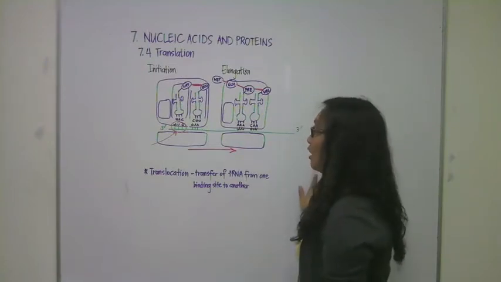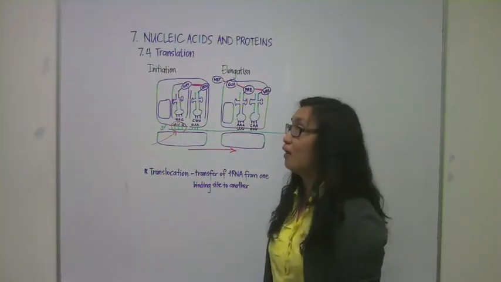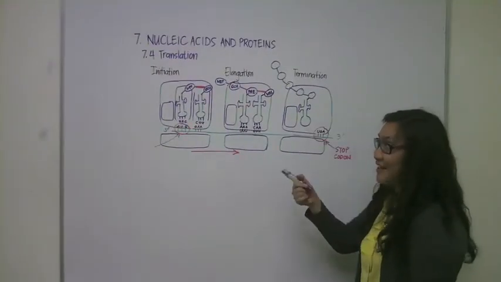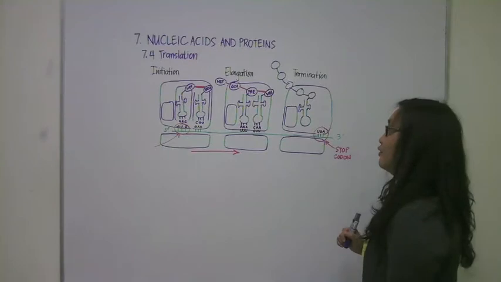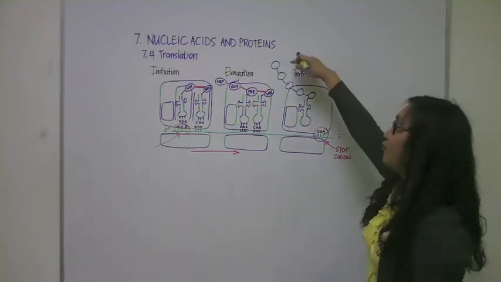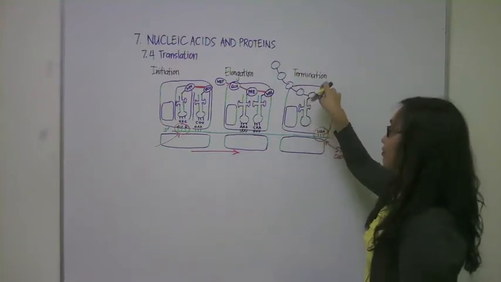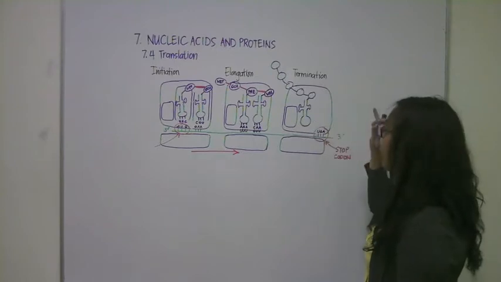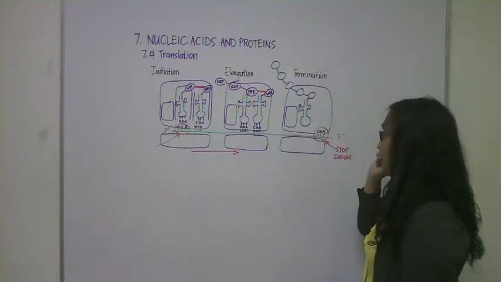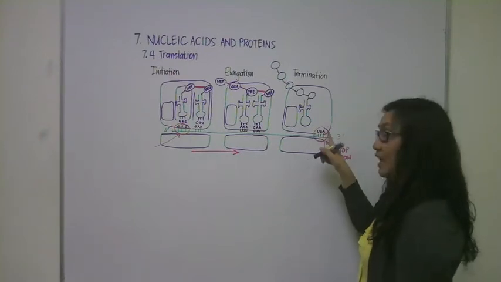The next process to be discussed is termination. The last process of translation is known as termination. Termination occurs when we have already formed our polypeptide chain and our ribosome recognizes the presence of the stop codon. The stop codon is actually made up of nitrogenous bases such as U, G, and A.